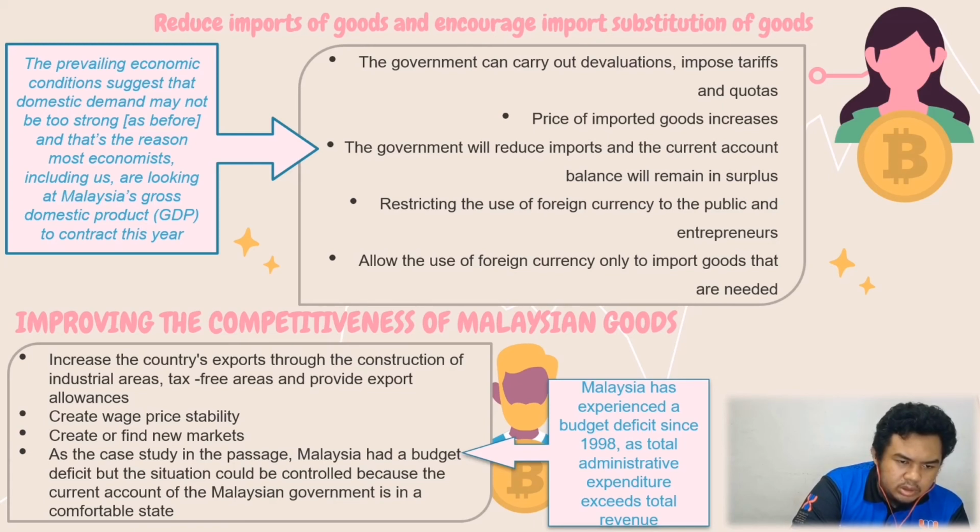Based on the case study in the passage, Malaysia had a budget deficit, but the situation could be controlled because the current account of the Malaysian government is in a comfortable state. Besides that, Malaysia has experienced a budget deficit since 1998 as total administrative expenditure exceeds total revenue.